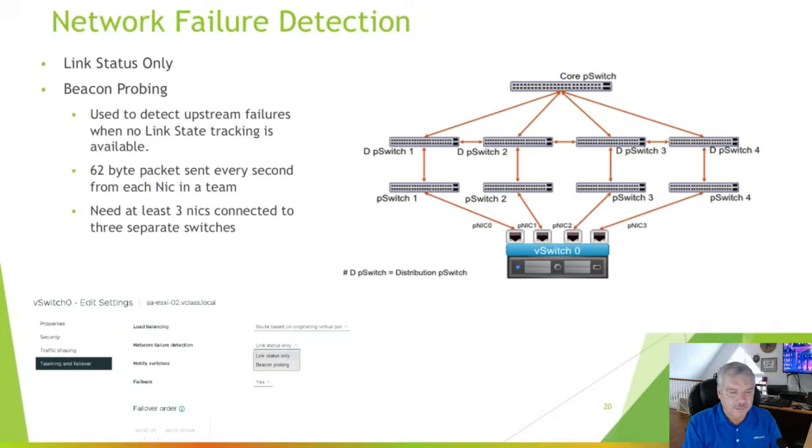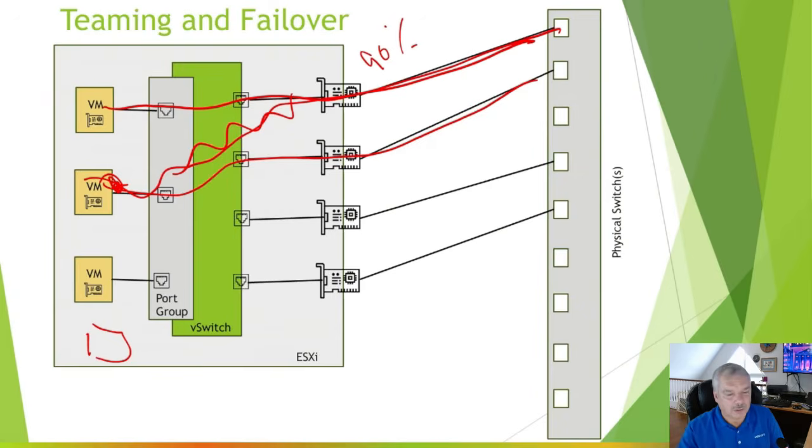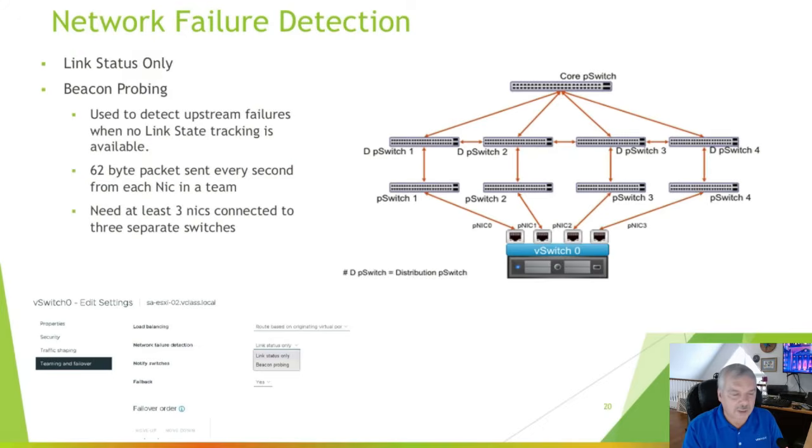The last thing, and then I'll do a demo of a distributed switch. The last thing is teaming and failover. Sorry, we already talked about that. Last thing is network failure detection. How do we detect failures? Well, the default is link status, okay?